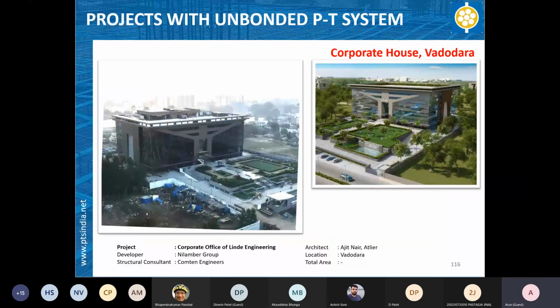This is one of the recent buildings we completed in Baroda. It's for Linde Engineering. This is a corporate office for Linde Engineering. This is the CGI and this is the real photo. Below this part there is parking. The loading had to be considered because there are many level drops and undulations in the levels, and then there was a garden load on this. All the floors are also in PT.